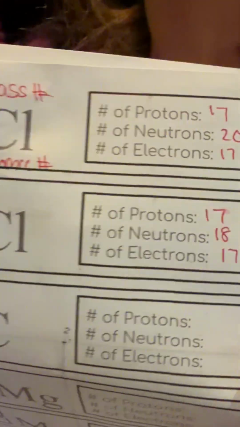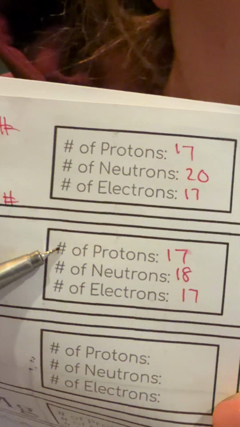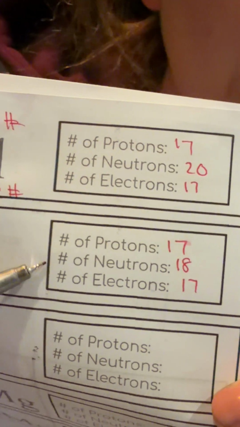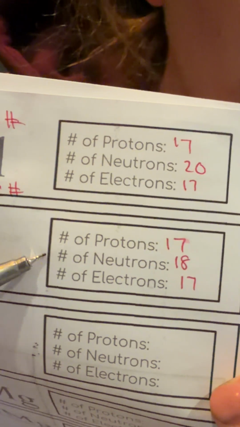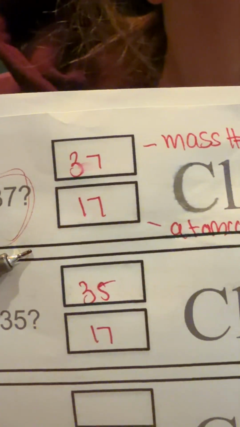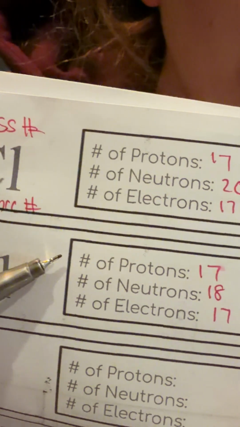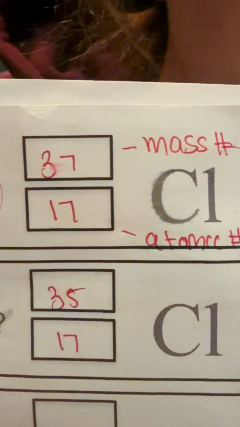17 of those are protons. So we're going to go over here. There are 17 protons, 17 electrons. Now protons plus neutrons should equal that mass number. So 17 plus something equals 35. What is that something? 18. 17 plus 18 equals 35.